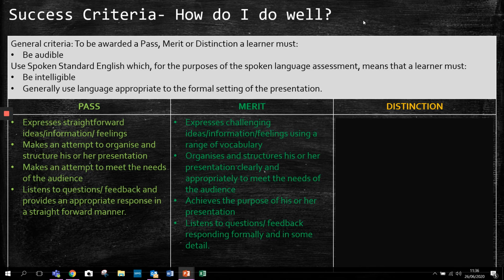So thinking about where you're going to take breaths, where you're going to have that one-line paragraph. Are you going to come back to things? Are you going to repeat ideas? That sort of thing. Really thinking about what the purpose of your structure is. Achieves the purpose of his or her presentation.